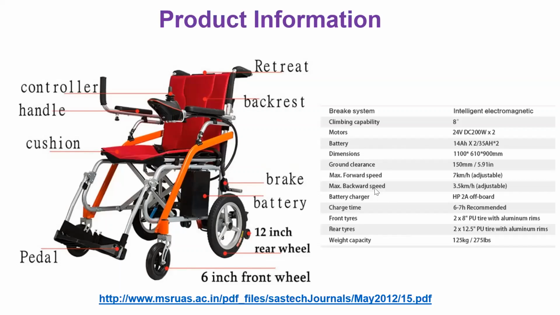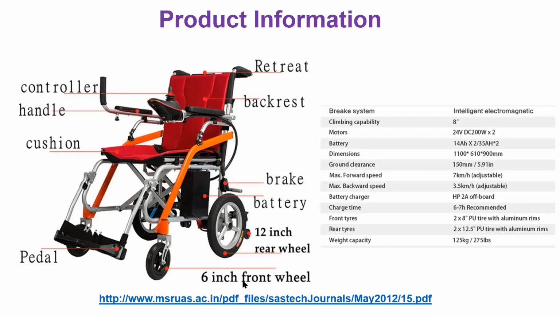What should be the maximum forward speed? What should be the reverse speed? What type of battery charger are you going to use? What is the charging time? What type of material? What is the front tire configuration? What is the inch size? And then is it an aluminum rim, or a steel rim, or cast iron? What rim material are you using? Here it is mentioned as aluminum. And the overall weight is 125 kg. In terms of pounds, it is 275 lbs.